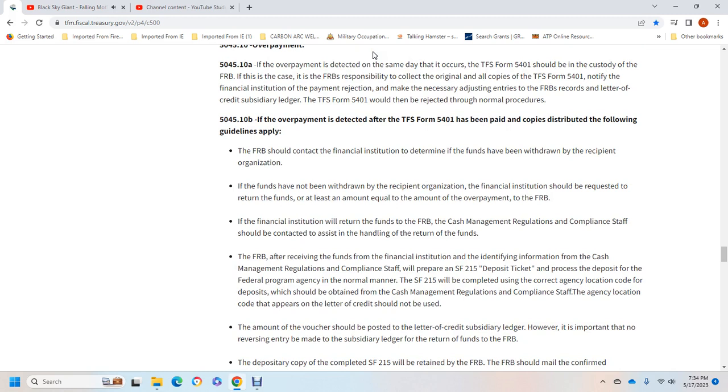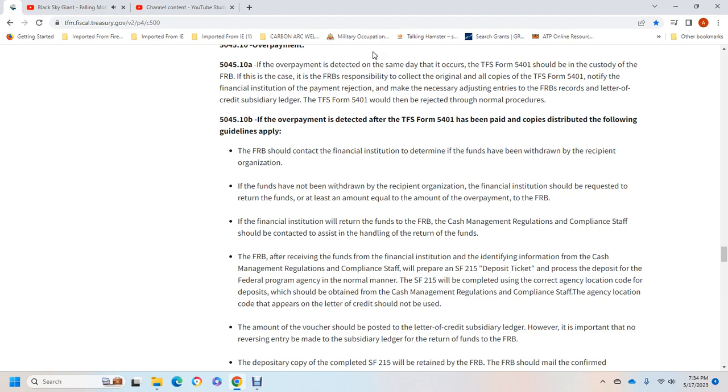504510B, the overpayment detected. Form 5401 has been paid with the copy distributed following the guidelines that apply. The Federal Reserve Bank shall contact the financial institution to determine if its fund has been withdrawn by the recipient organization. If the fund has not been withdrawn by the recipient organization, the financial institution should be requested to return the funds, at least an amount equal to the amount of the overpayment, to the Federal Reserve Bank. If the financial institution will return the fund to the Federal Reserve Bank, the cash management regulation compliance staff should be contacted to assist with the handling of the return of the fund.